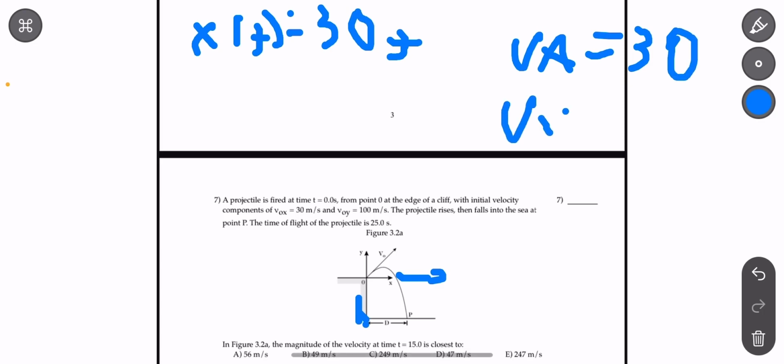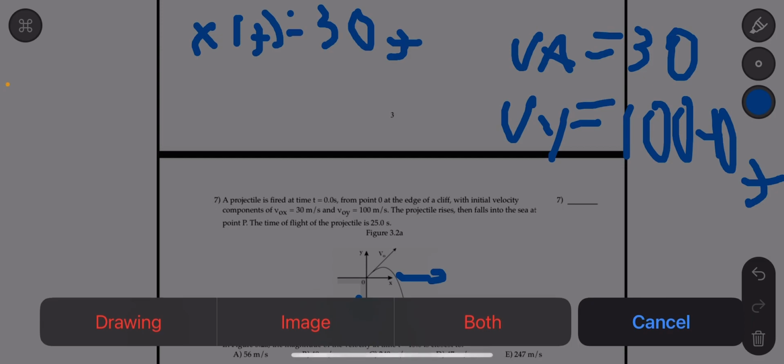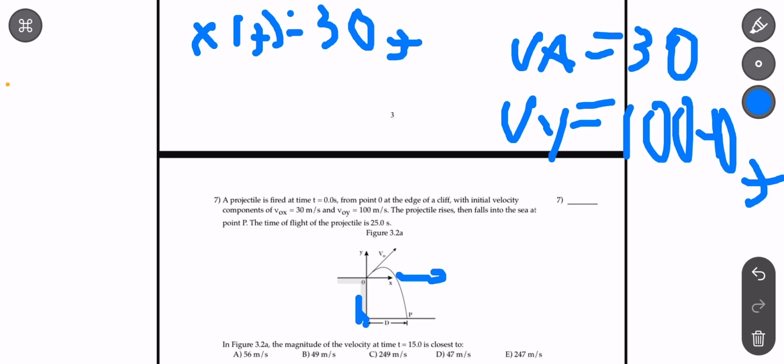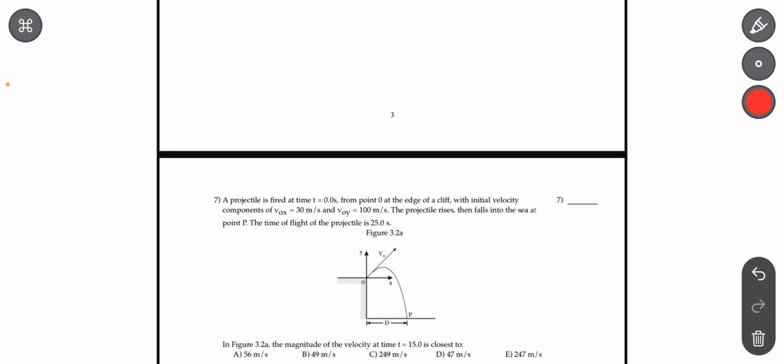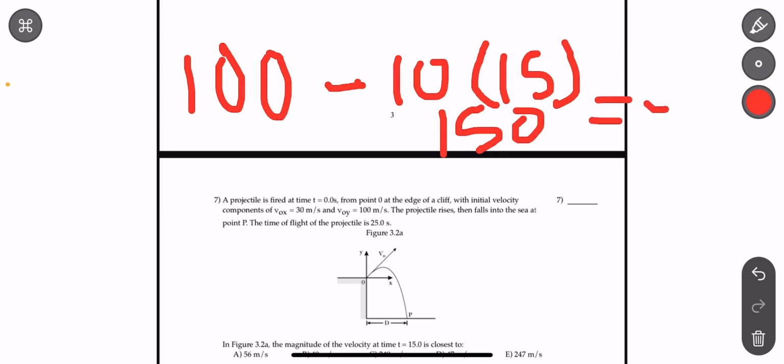And the Vy, it says it's 100 meters per second, and it will be 100 minus 10t. So let me rewrite this. Before I rewrite it, we want to find it at t equals 15, so we'll plug in 15 for t. So let's rewrite this now. It'll be 100 minus 10 times 15, which will be 150, which eventually will turn into negative 50.